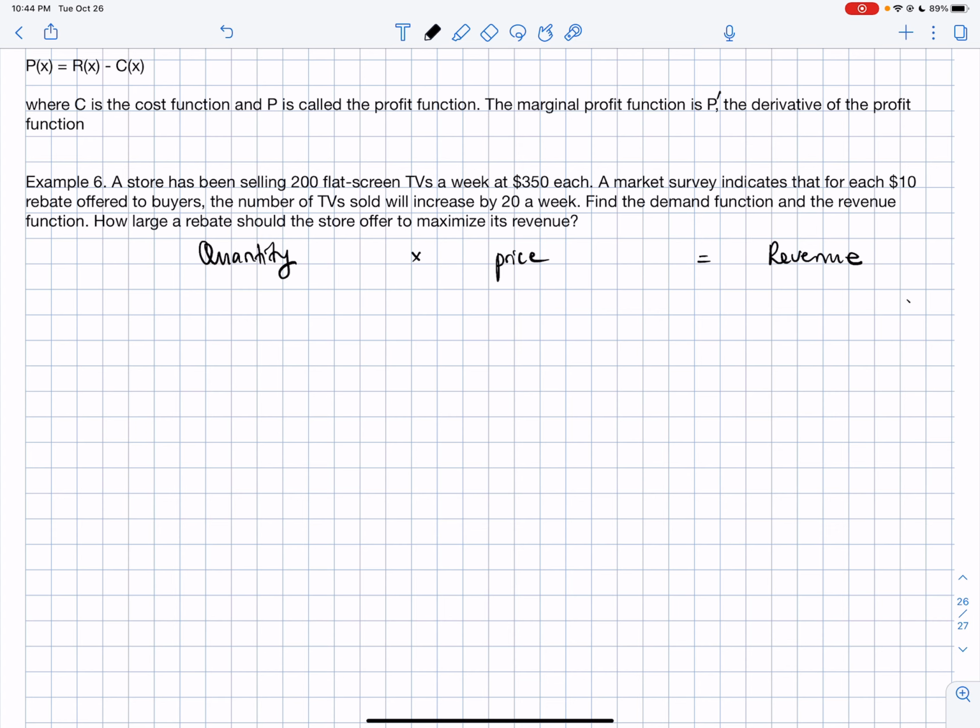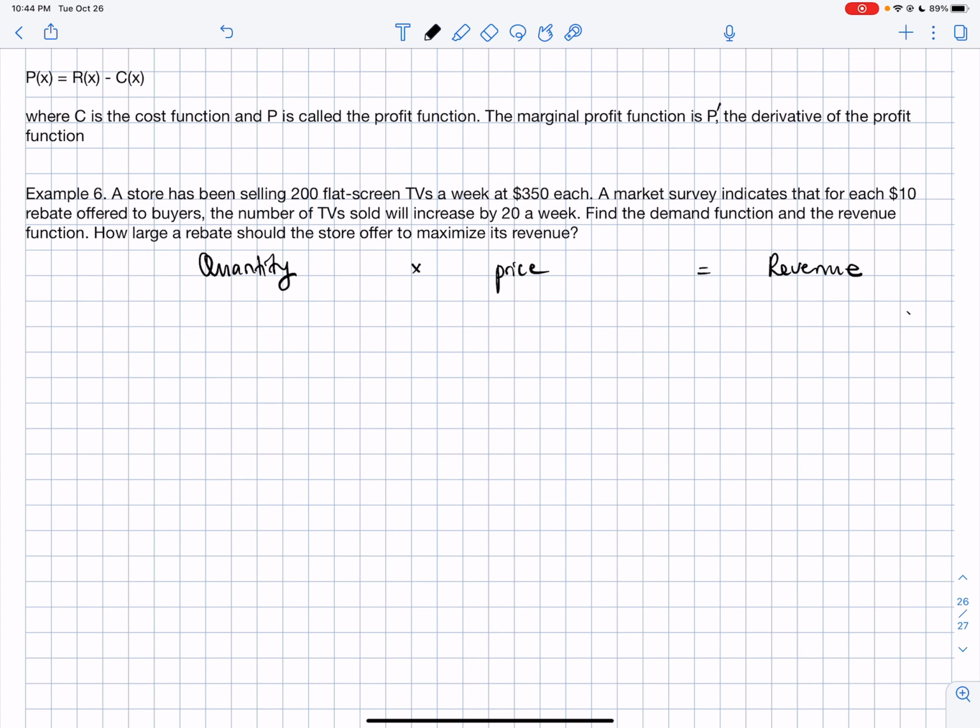So imagine that, first of all, they are saying that what if they sell 200 TVs, which is the quantity. The price for one TV is $350. This is the cost per unit. Then the revenue will be this amount, $70,000.